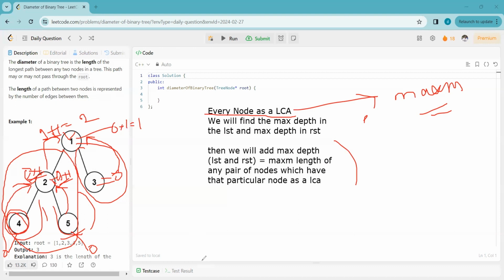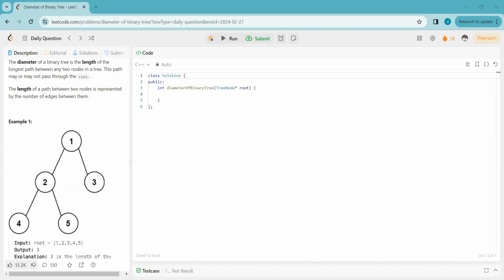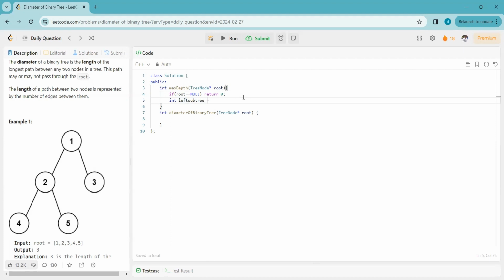So let's try to code. We will create a function that will give us the maximum depth of a node. In this, if the root value is null, that means the depth of that tree is 0. Else we will find the depth of the left subtree, maximum depth of left subtree and maximum depth of right subtree.